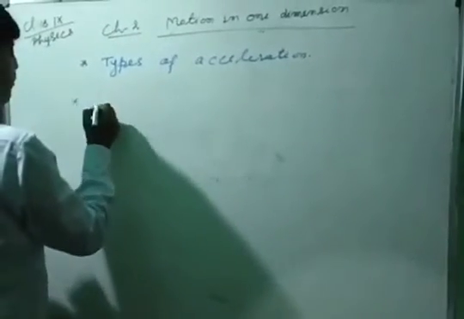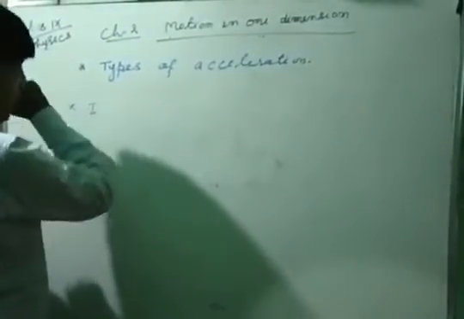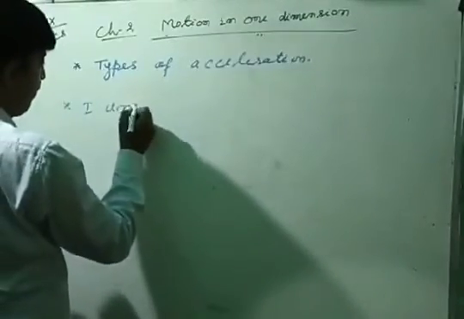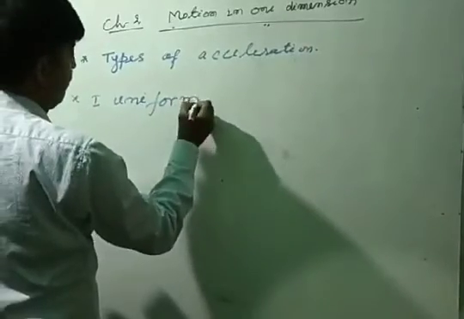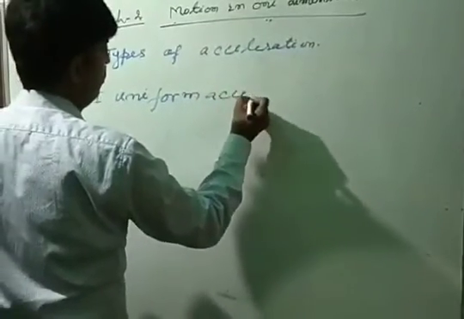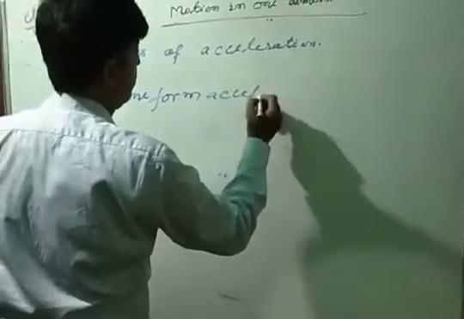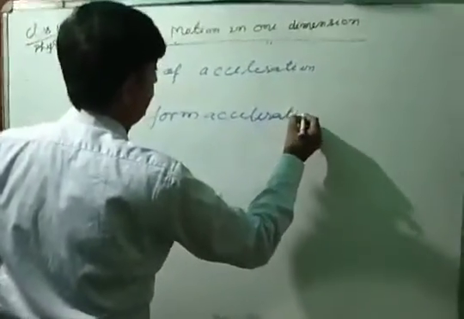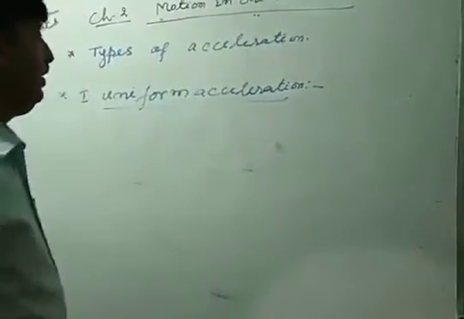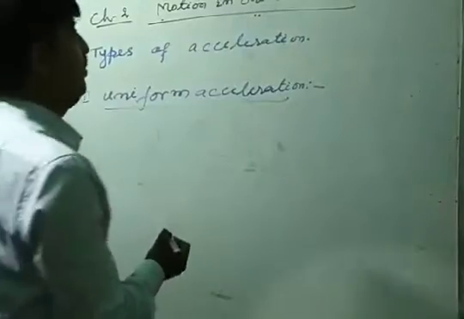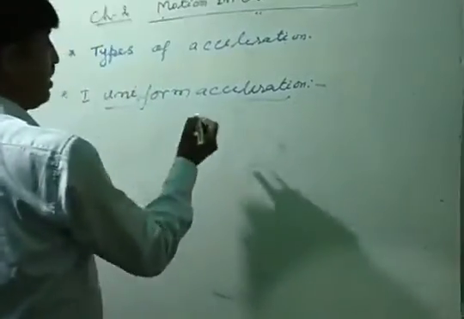Let us start with the first type, uniform acceleration. What is uniform acceleration? It is the same as uniform velocity, uniform speed. It means if the velocity of a body changes uniformly, then the acceleration is uniform. Then what is the definition of uniform acceleration?